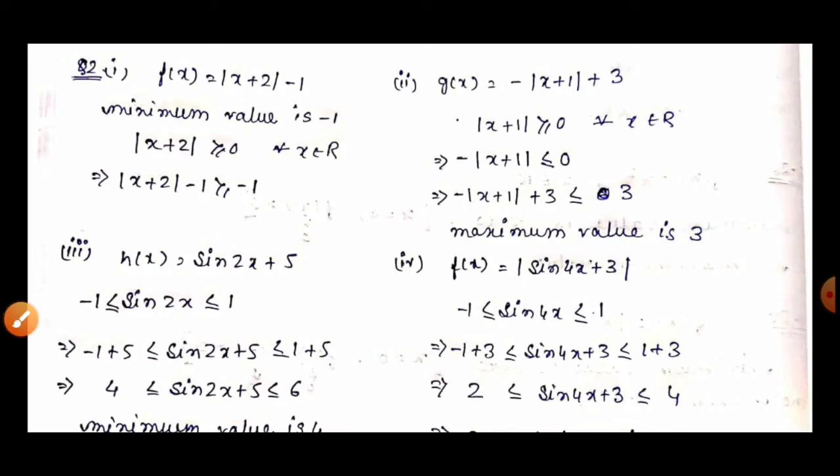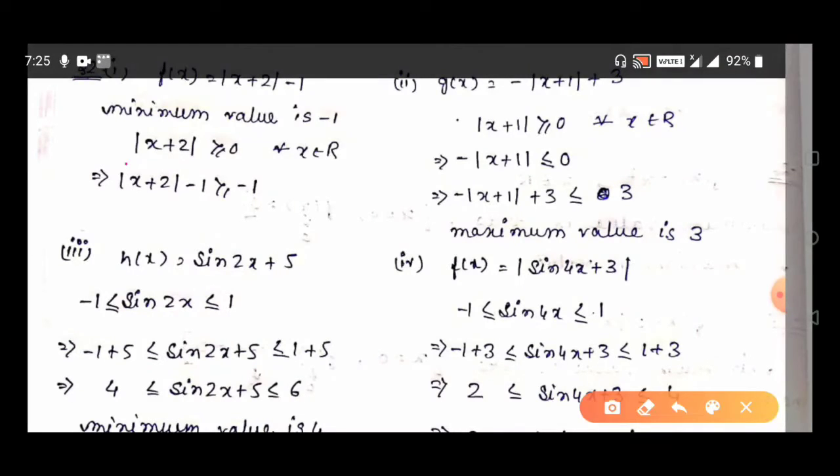So the first question is mod x plus 2 minus 1. Now since here it is given mod x plus 2, since mod is given, that means it will be greater than or equal to 0 for all x belongs to R. That means the domain of the function given here is the set of real numbers. That is why I have written here x belongs to R.